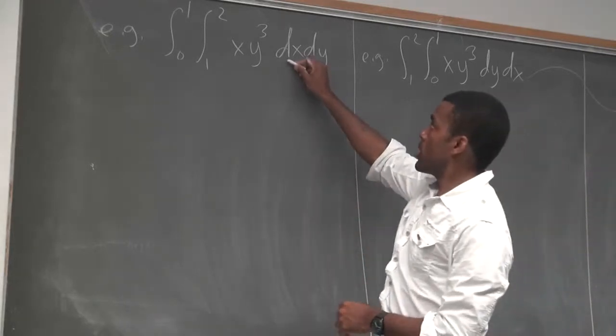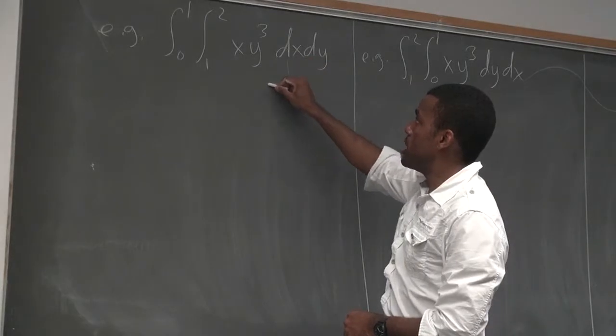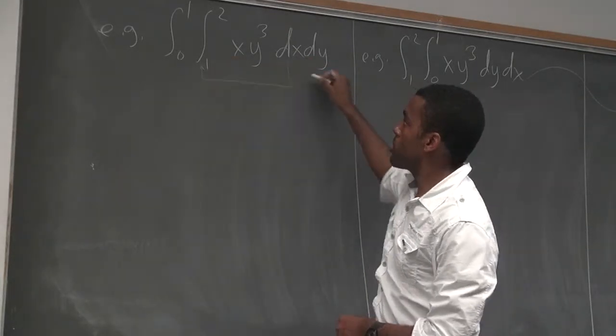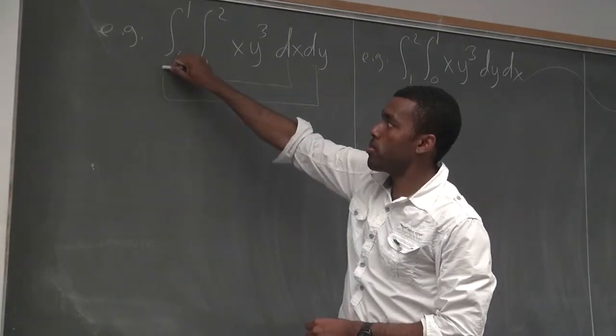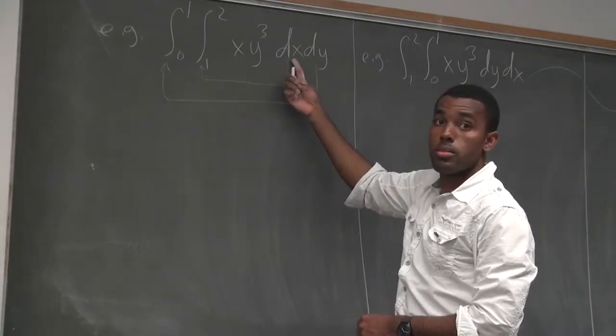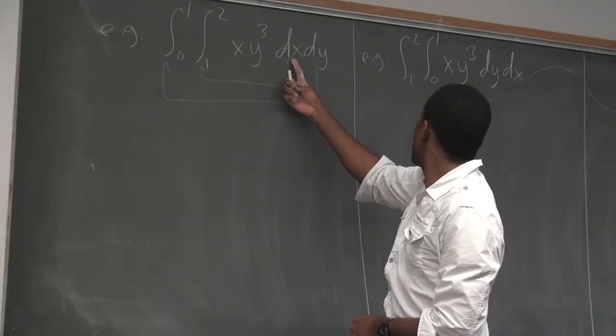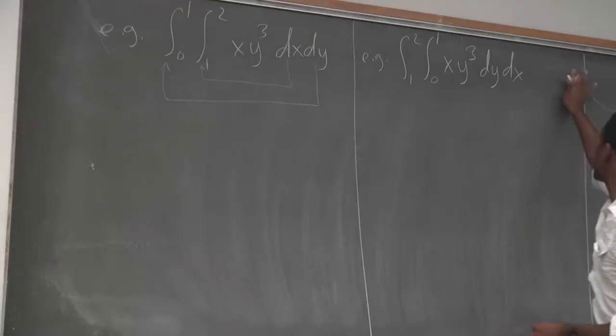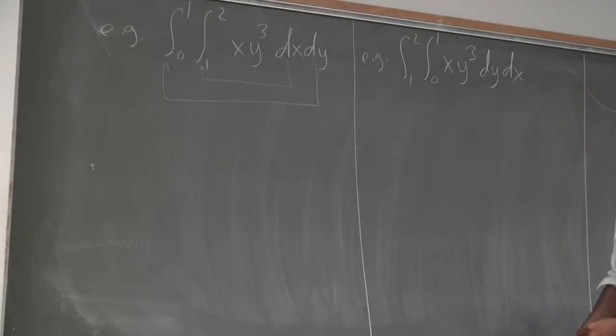Right, so the d's match with the integral. Inner matches inner, outer matches outer, right? Sorry, I thought you drew the arrow to that one. Oh, well, I'm talking about both of these. So in that one, the x would be 1 to 2, and the y would be 0 to 1. Here I'm describing a region where x goes from 1 to 2 and y goes from 0 to 1. So there's a rectangle over here.